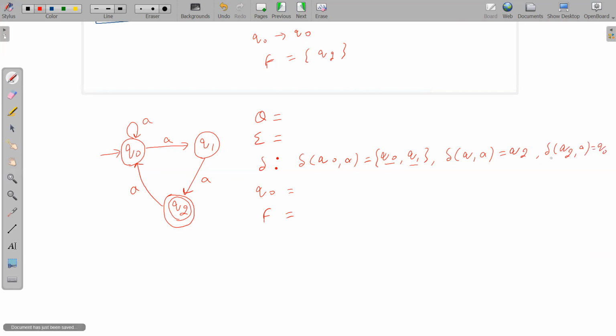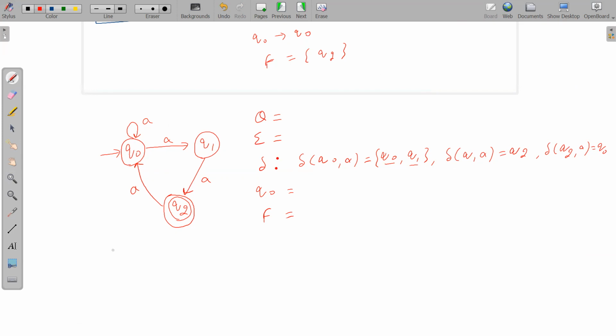Okay, I hope I have made this point clear. This is very, very simple. You can note it down, all these things. So this is a perfect example of NFA. Why? Because we have a choice here. At q naught, we have a choice that by reading a, I can go to q naught, or I can go to q1 also.